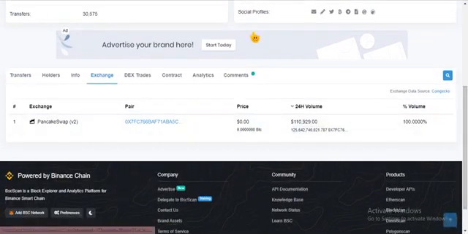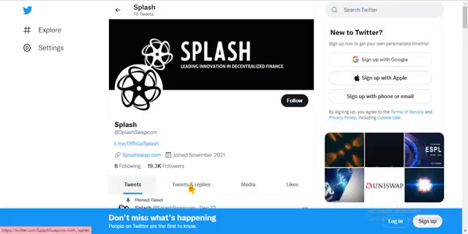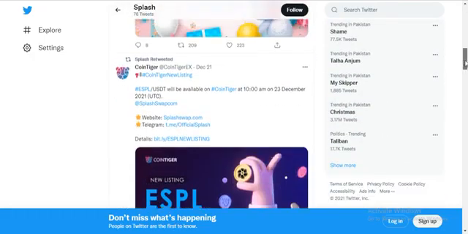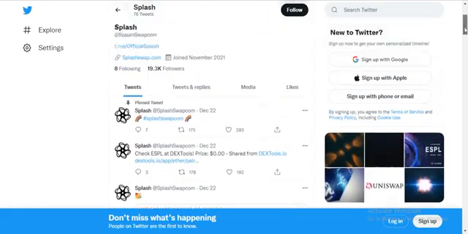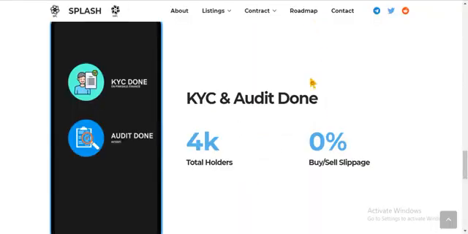The Pancakeswap pair is here. That is an amazing project as well. So be a part of the Splashswap token. Here is the Twitter link of Splashswap. You should follow it, and it has 19.3K followers. The project of trust is here in front of you. Try to follow this project. It will give you much more reliability and profit, and also much more money.